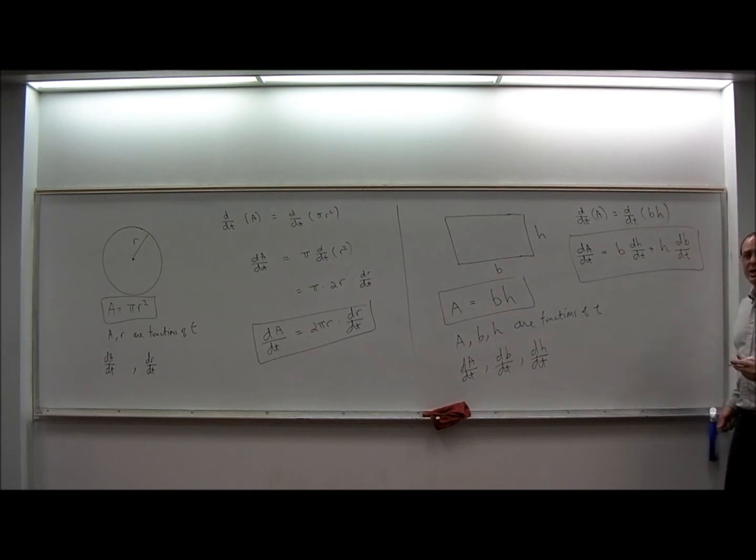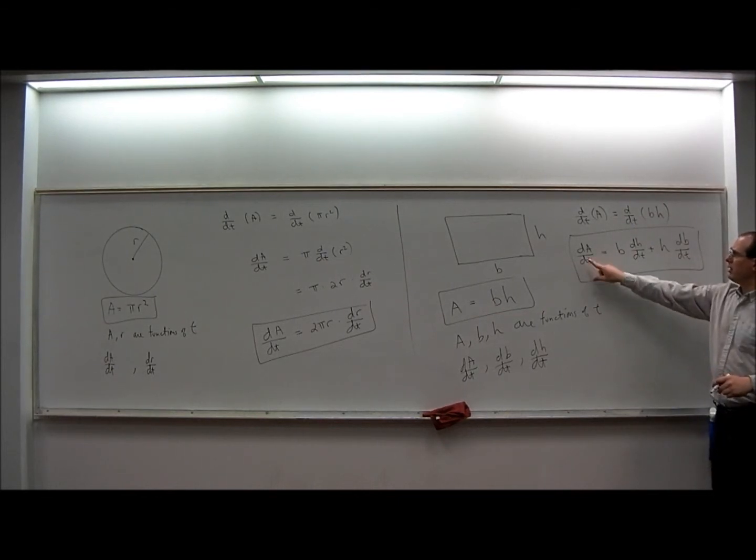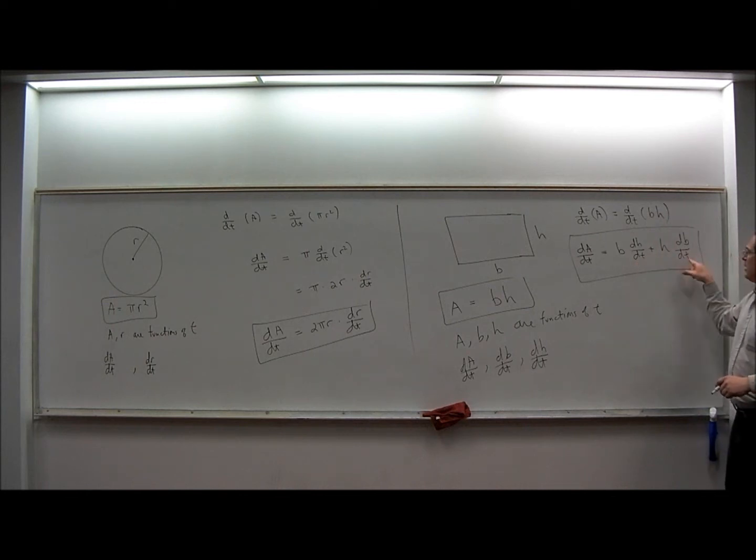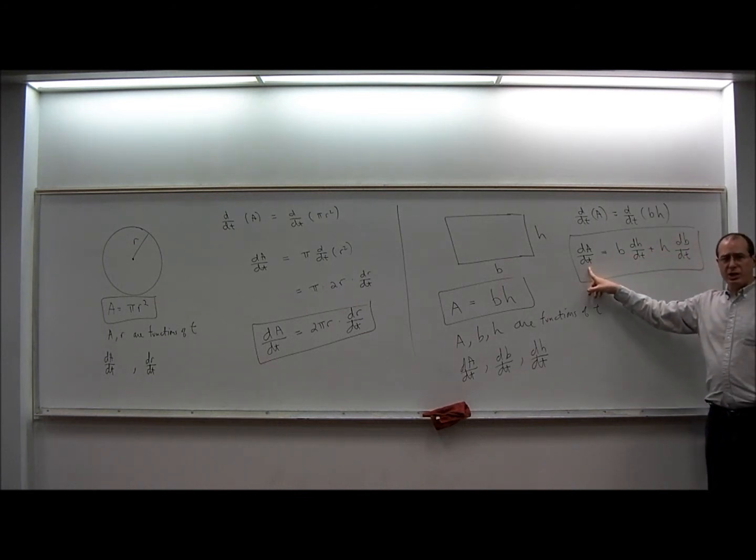And this gives us a relationship between the rate of change of the area and the rate of change of the height and the rate of change of the base of the rectangle. So if at any moment you know how fast the height and the base are changing, and if at that same moment you actually know the measurement of the base and the height, then you could use those four pieces of information to compute the rate of change of the area.